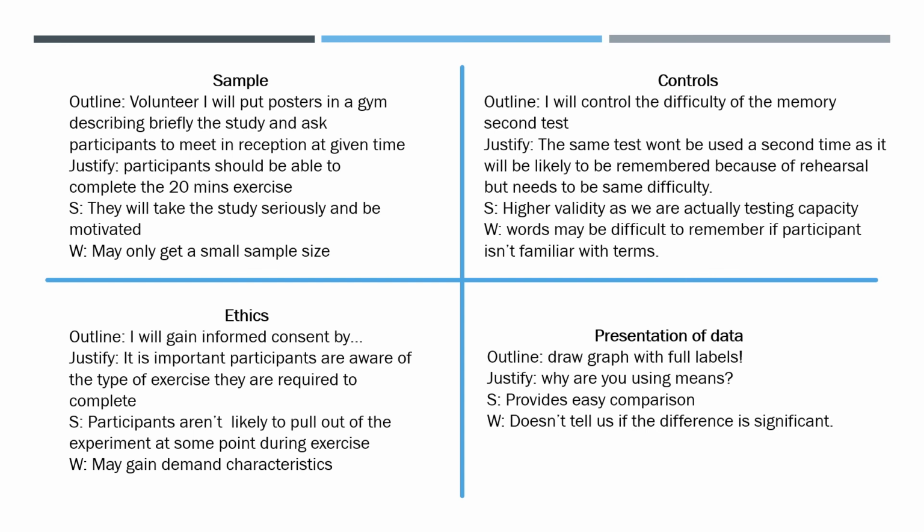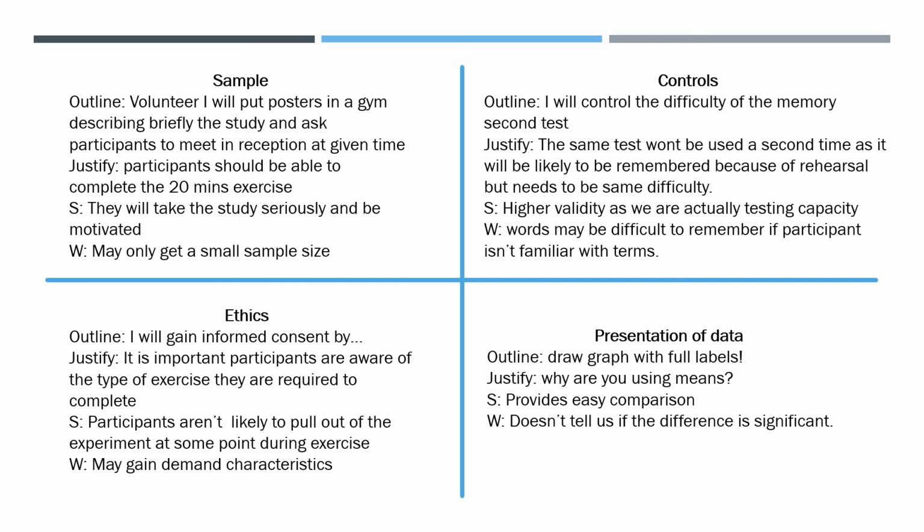And then the last one is the presentation of data. My advice for this bit would be to draw a graph with full labels. You can draw graphs and tables in your designer study and still get marks for it as long as you provide some kind of justification afterwards. So I draw a graph of the mean score before exercise, the mean after exercise. Justify why you are using the means, because it takes into consideration all of the results. And then just say that it provides an easy comparison to understand. That's a strength of presenting your data on a bar chart. But a weakness is that it doesn't tell us if the data is significant or not.